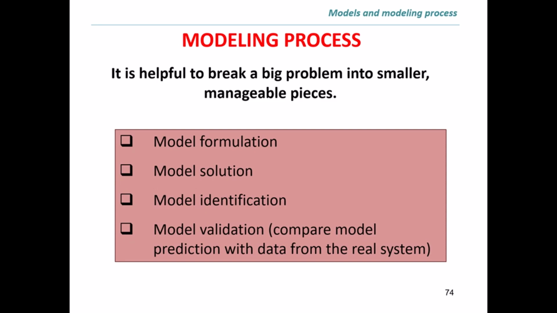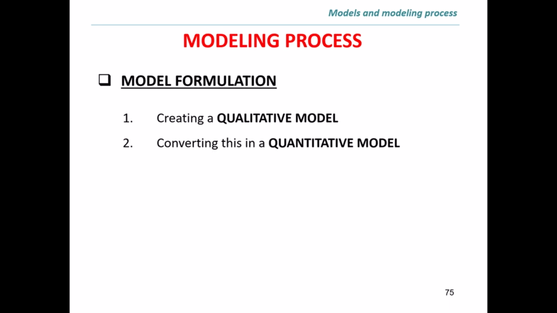In the last lecture we discussed the modeling process. The modeling process is composed of mainly four steps: the first is model formulation, the second is model solution, the third is model identification, and the fourth is model validation. When we refer to model formulation, we refer to mainly two aspects.